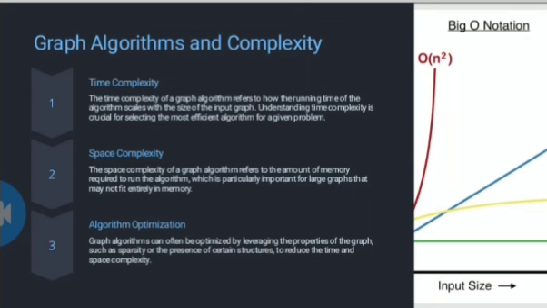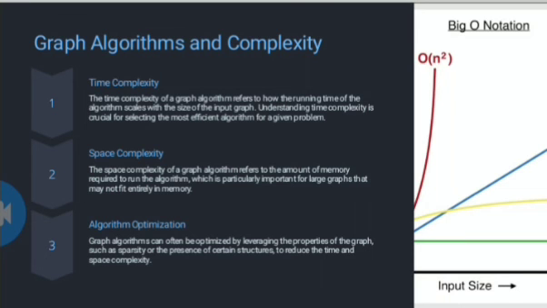Graph algorithms and complexity. The time complexity of a graph algorithm refers to how the running time of the algorithm scales with the size of the input graph. Understanding the complexity is crucial for selecting the most efficient algorithm for a given problem.